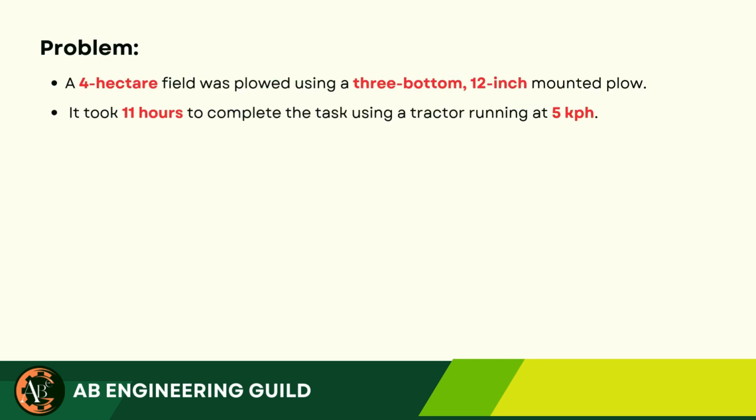We're looking at a real-world farming scenario. A farmer needs to plow a field that measures 4 hectares in total. To do this, he's using a mounted plow with 3 bottoms, and each bottom is 12 inches wide. That means the plow has 3 blades, each cutting a strip of soil 12 inches across. The entire task was completed in 11 hours using a tractor that moves at a speed of 5 kilometers per hour.